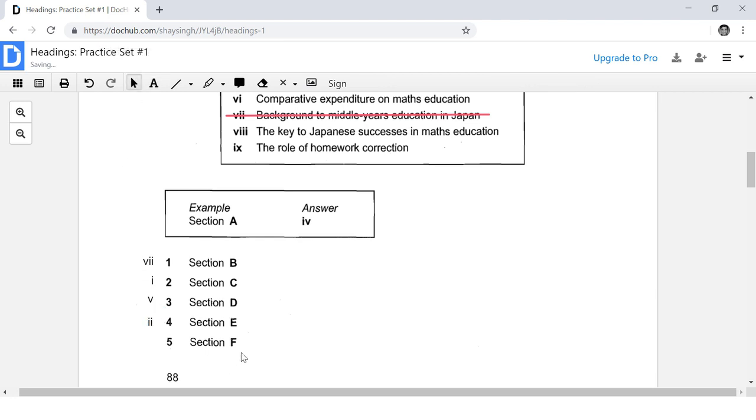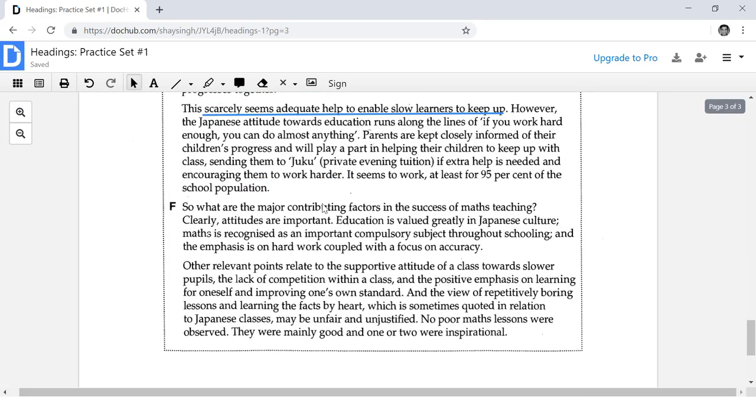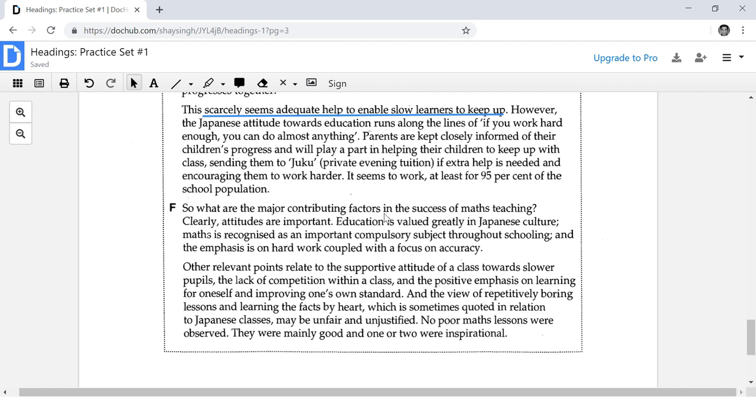Okay, and let us move on to our final paragraph, section F. Okay, so here is section F. So what are the major contributing factors in the success of maths teaching? Well, this paragraph is asking us what are the major contributing factors to success. So that's what this whole paragraph is exploring. It's exploring the question, what are the major contributing factors in the success of maths teaching? It's focused on success. What makes math lessons successful?